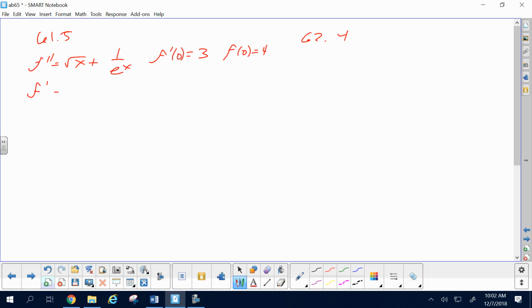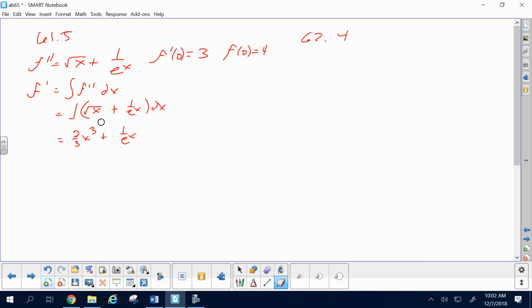Do you agree that I could anti-differentiate f double prime to get f prime? And if I anti-differentiate that, it's probably tempting to say 2/3 x to the 3/2 plus 1 over e to the x. That's not right at all. Unfortunately, that's not e to the x, that's e to the negative x. That's x to the 1/2 plus e to the negative x, and that being in the denominator, it matters.